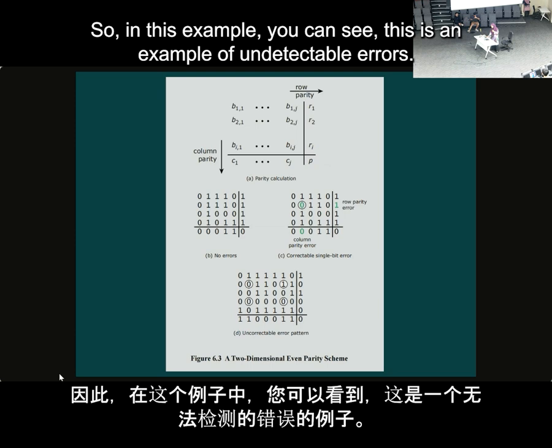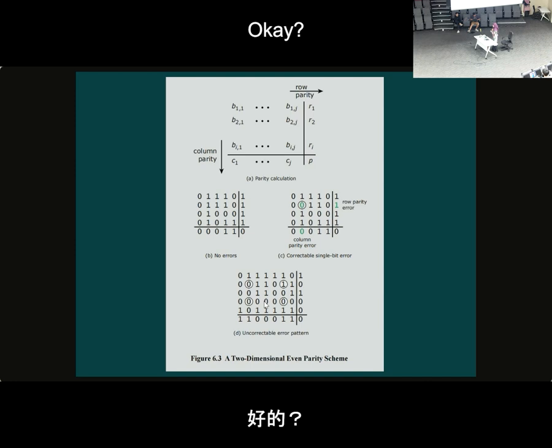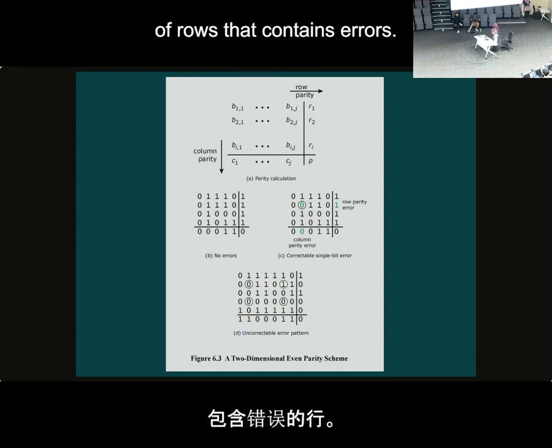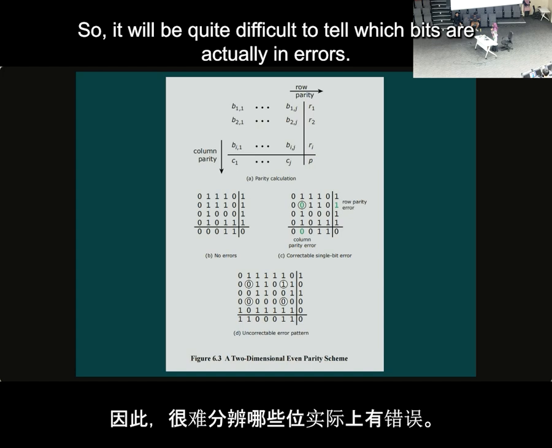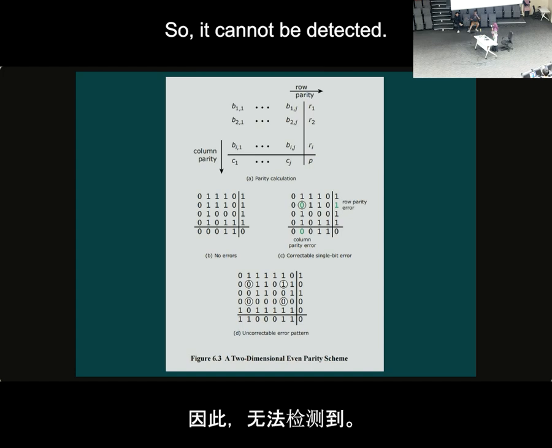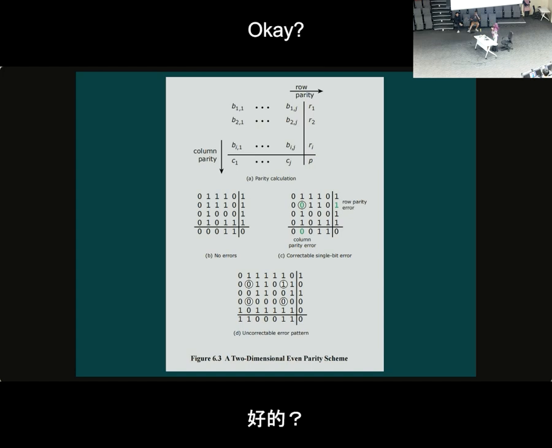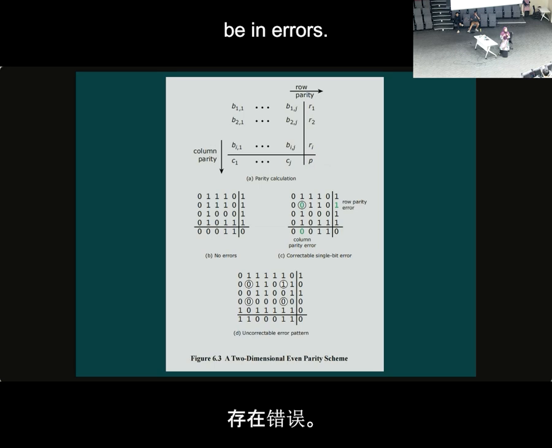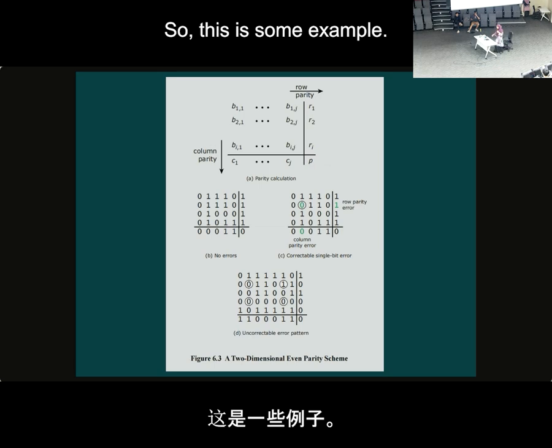This is an example of undetectable errors. Using the parity bits, there are possibly a number of columns and a number of rows that contain errors, so it is quite difficult to tell which bits are actually in error. It can detect that there are errors, but it cannot detect which bits are potentially in error. These are some examples.